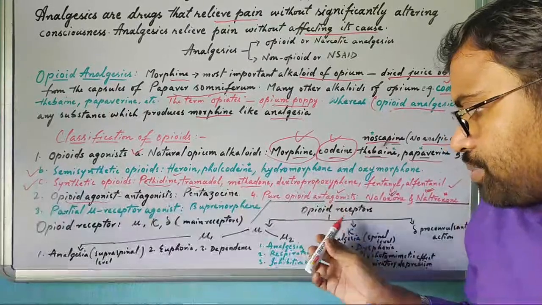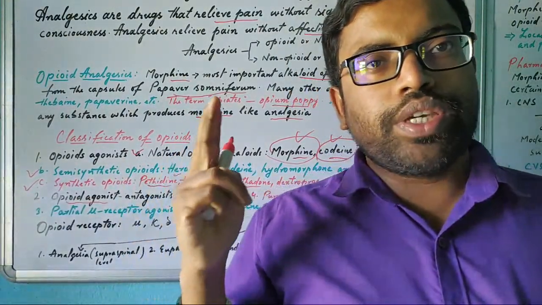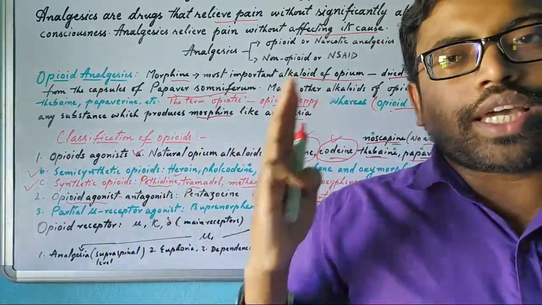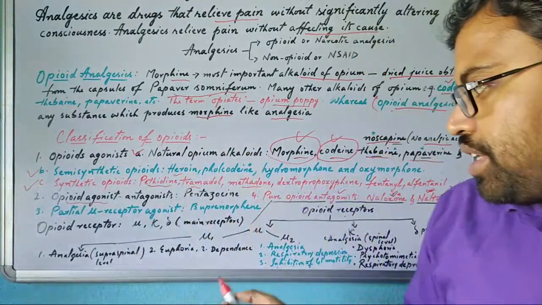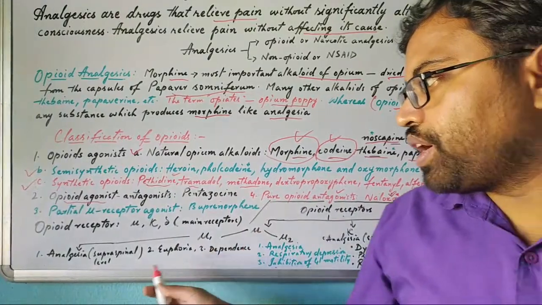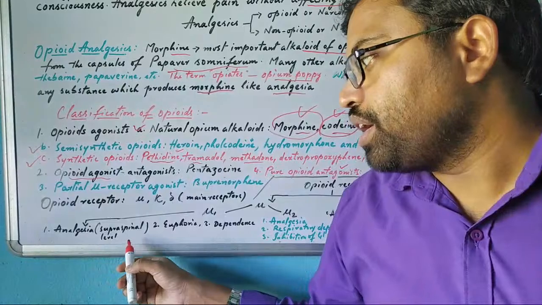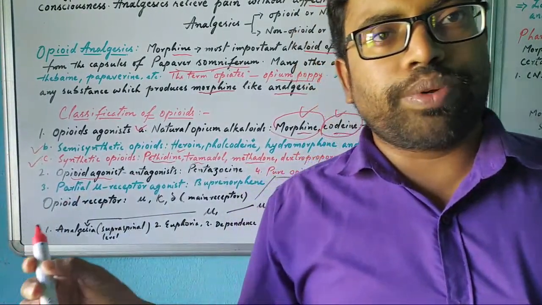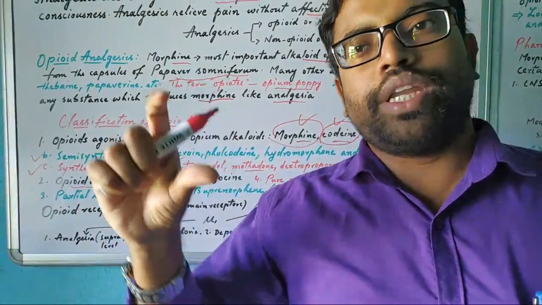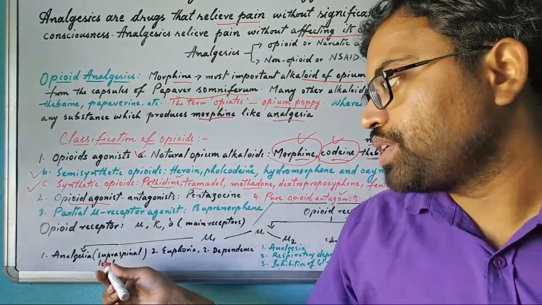Opioid receptors can be classified into three categories: number one is mu, number two is kappa, and number three is delta. Mu again has two categories: mu1 and mu2. Mu1 produces analgesia at the supraspinal level. I already told you supraspinal means the midbrain, or you can simply remember the medulla, above the spinal cord.